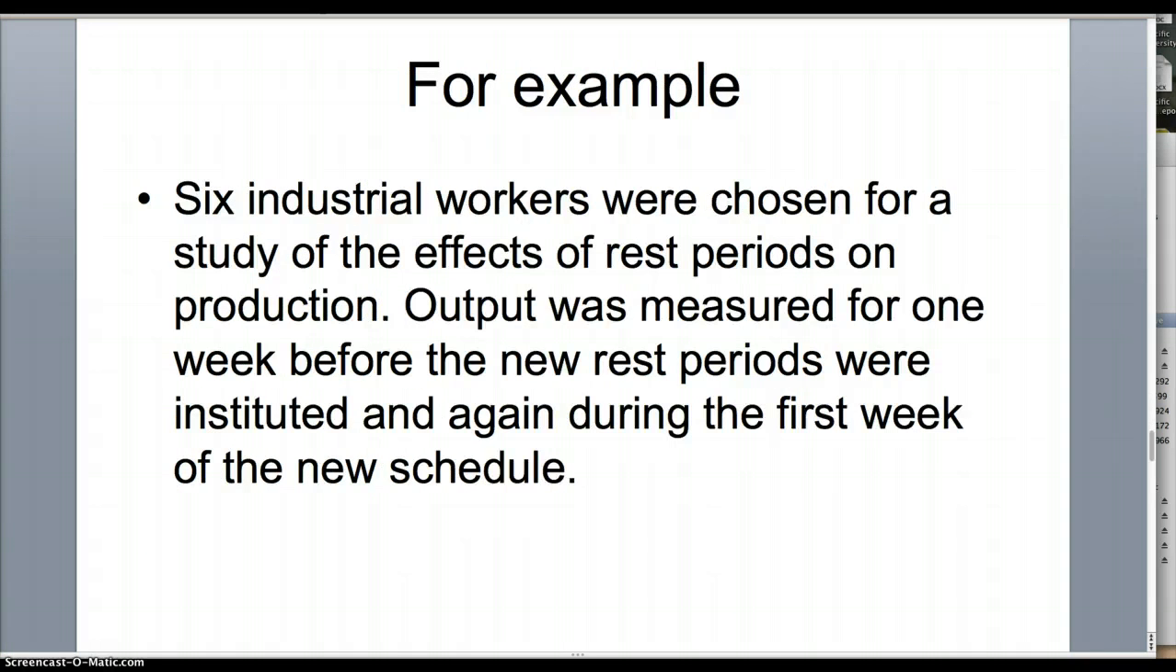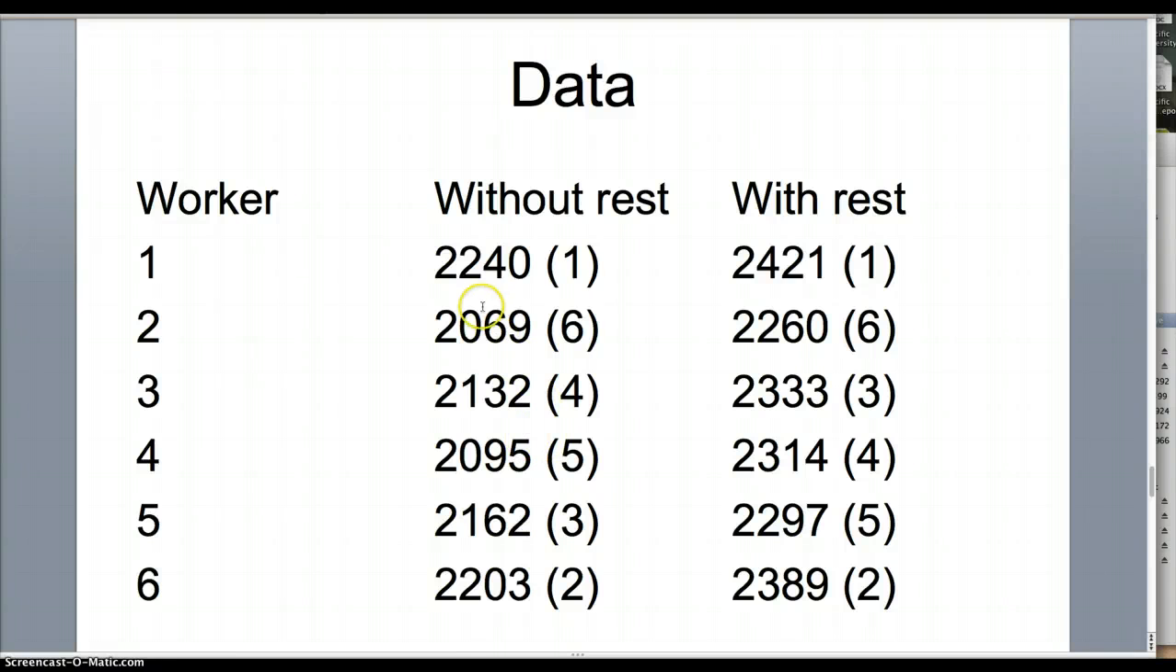So as an example, we have 6 industrial workers who are chosen for a study to determine the effects of rest periods on production. So we go for 1 week and we measure their production. And then we institute a new rest period. And again, we measure their production after that. So we measure their production before. So here's worker 1. He has the most production. Here's worker 2. He has the least production, etc., etc. That's without rest. So we implement the rest period. And we want to know, does their ranking change?